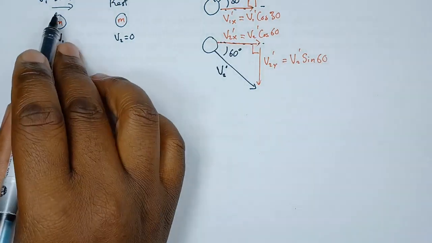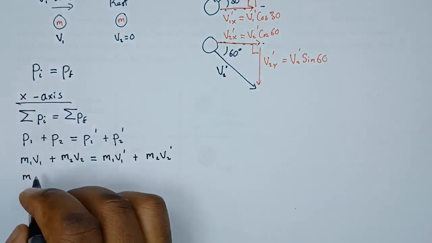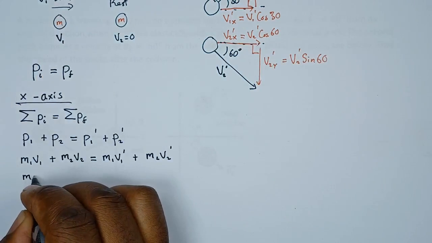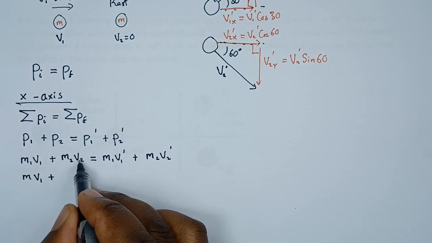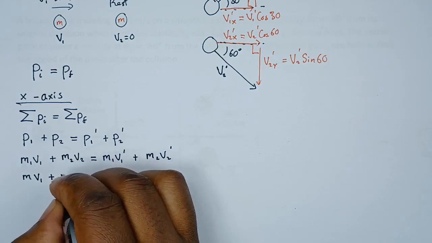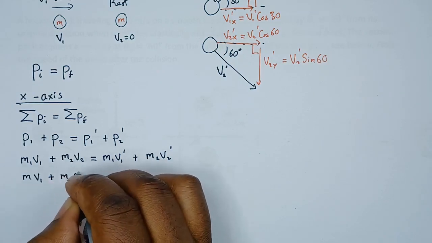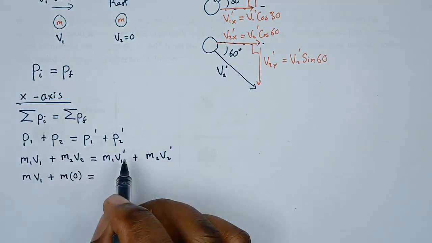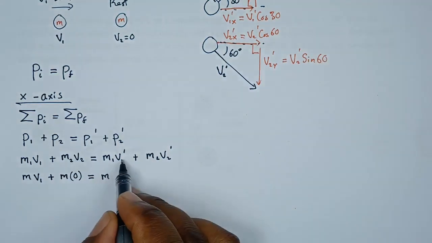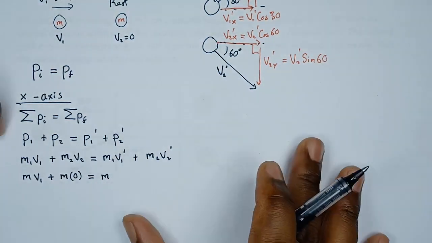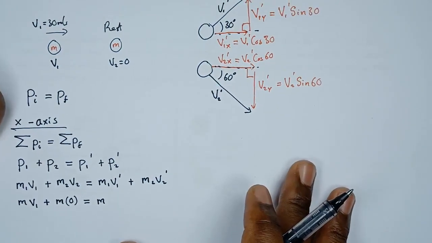Velocity 1, remember this object was moving with a speed of 30. But before that, let's just leave it as v1. v2 is 0 because this object was motionless. So this is a 0, is equal to. Now we have mass 1, which is just mass. We have final velocity in the x-axis for object 1.